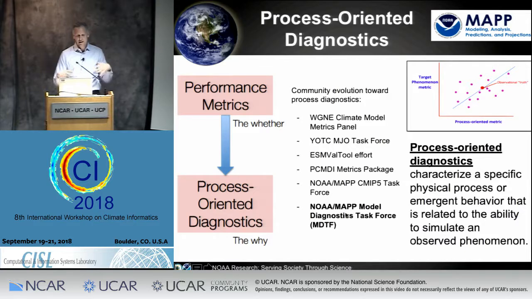also an effort in the United States that has just started over the last few years called the NOAA MAP Model Diagnostics Task Force, which is a task force under a particular program in NOAA that is tasked with developing process-oriented diagnostics to evaluate climate models. And I'm currently the lead of this effort, and just wanted to put out there that there might be some opportunity for the data science community to actually engage within this activity.